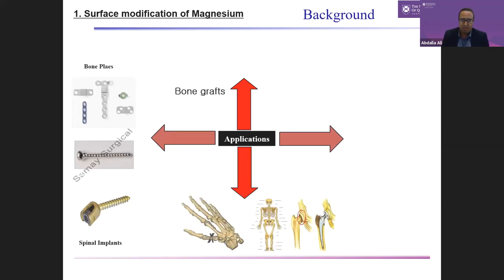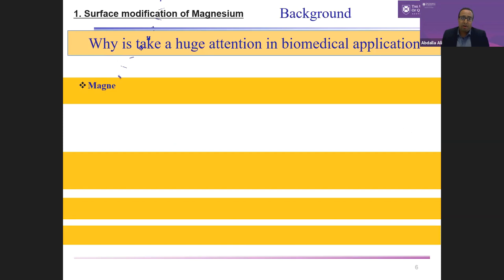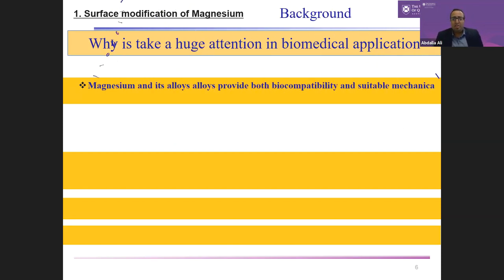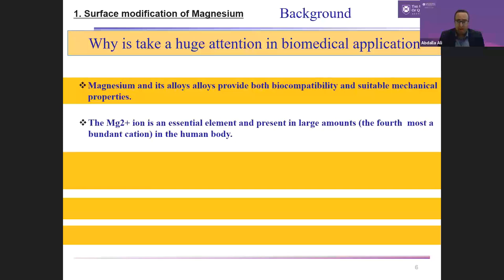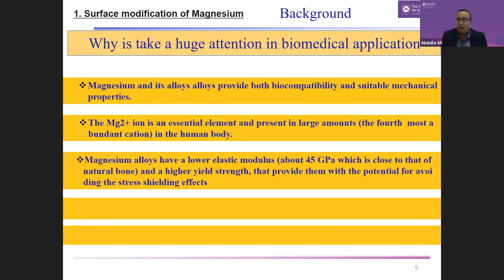Magnesium research started in the early to mid last century, and lots of research is going on into how we can push magnesium and its alloys further for stent and orthopedic applications. But what is the reason for bringing magnesium into action in biomedicals? Magnesium has excellent biocompatibility, and its mechanical properties are quite similar to natural bone. Natural bone ranges from 3 to 30 GPa, and magnesium has about 45 GPa, which can control or decrease the stress shielding effects that used to occur with permanent implants such as titanium, stainless steel, and their alloys.